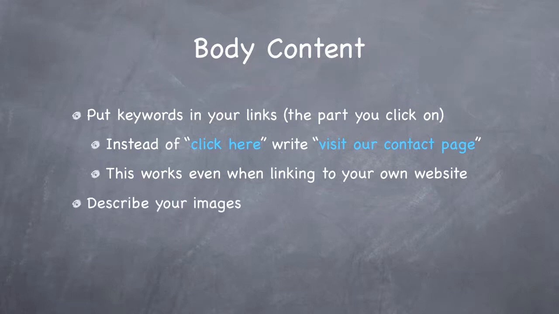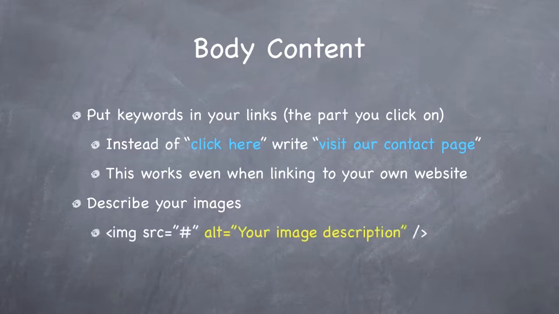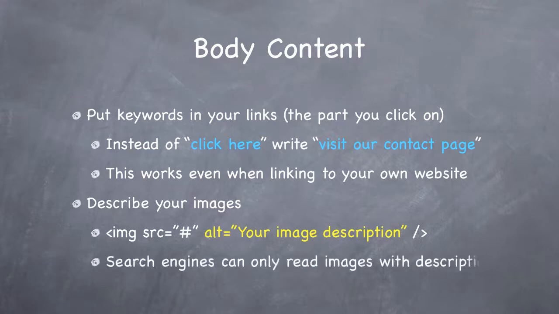And you also want to describe your images. This is one thing that a lot of people forget to do, and you do this by using the alt property on your image tags. And you put the description in the alt property. And the reason you want to do this is because search engines can only read images with descriptions. So if they don't have descriptions, the search engines aren't able to read your images.